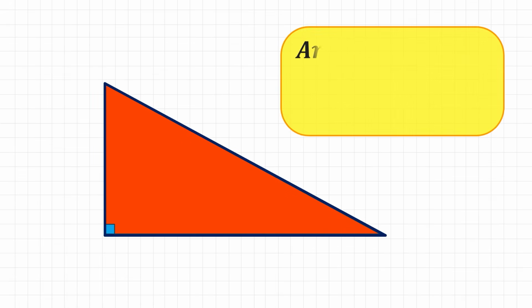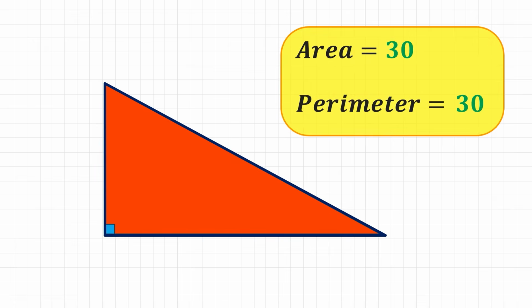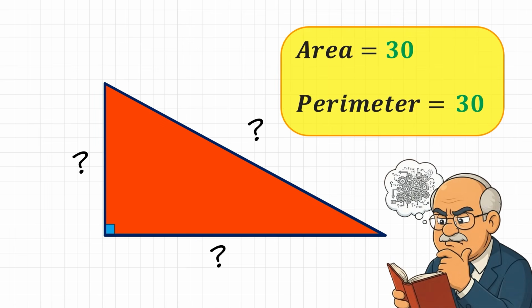Imagine you are given a right triangle. You are told both its area and perimeter are exactly 30, but you are given absolutely no side lengths. The question is, how do we find them?